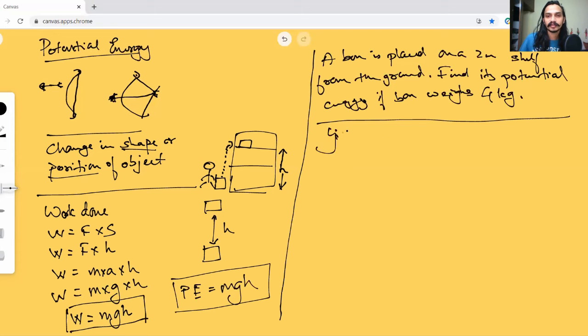Let's start with the given first. What's given to us? They've told us the mass of the object. It's nothing but 4 kilograms. Just remember mass has to be in kilograms. If it's in grams, please convert it to kilograms. g is something that they'll either mention in the question. If they don't mention it, just take it as 9.8. For the sake of simplicity, I'm going to take it as 10 meters per second square. So g equals 10 meters per second square, and h, the height given to us, is nothing but 2 meters. Height has to be in meters. Remember meters per second square, and kgs.